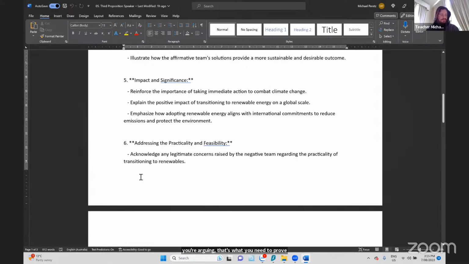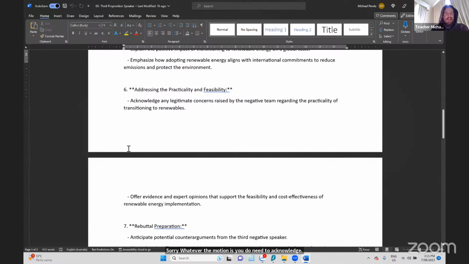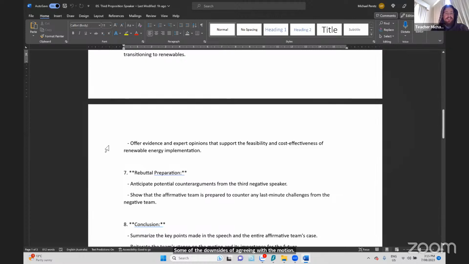Next, we need to address the practicality and feasibility. So you need to acknowledge any legitimate concerns raised by the negative team regarding the practicality of adopting the motion. So whatever the motion is, you do need to acknowledge some of the downsides of agreeing with the motion. And you need to offer evidence and expert opinions that support the adoption of the motion.